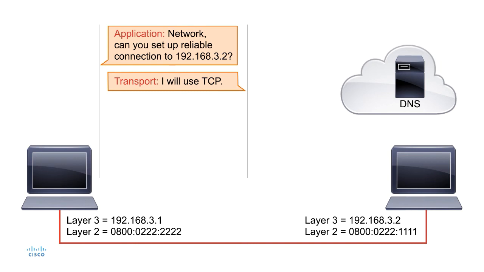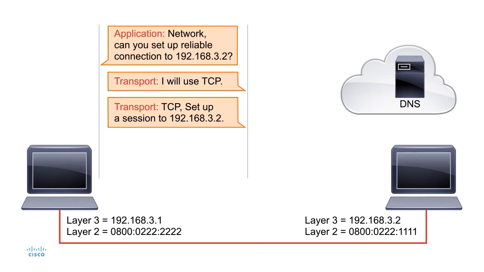Now remember, TCP is the connection-oriented service, and we need this to be sent reliably with sequence numbers and acknowledgments and all that good stuff. So the transport layer instructs the TCP protocol to set up a session to 192.168.3.2. Now you might be wondering, how does this machine, and even this application, know what address the destination is? How do we know that 192.168.3.2 is who we want to talk to? Well, that's where this little DNS server comes into play.